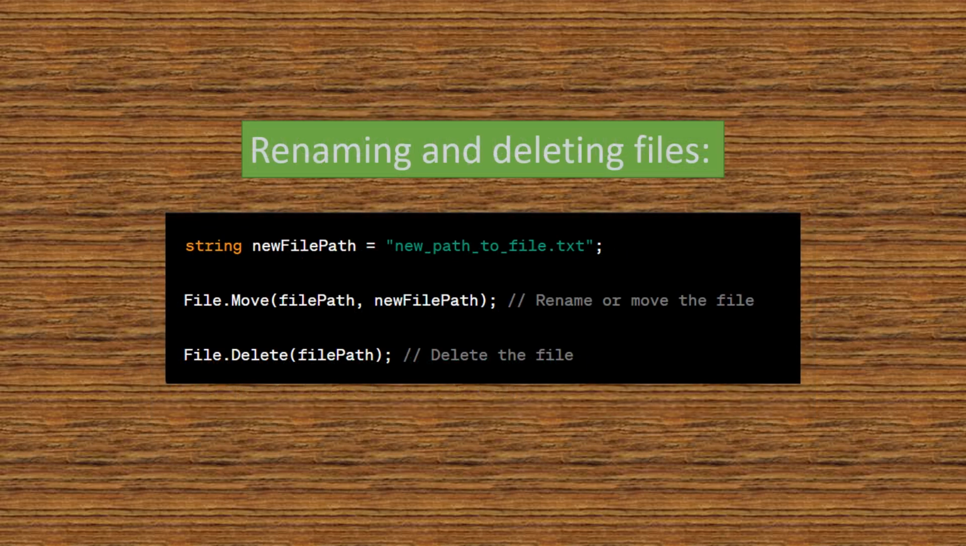You can use the File.Move method to rename or move a file. It takes the current file path and the new file path as arguments. To delete a file, you can use the File.Delete method.